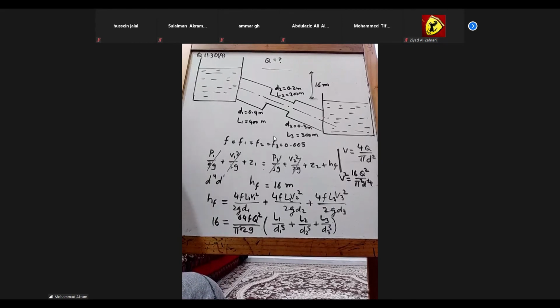I got 0.1108 meter cube per second. Yes, have you taken the square root later? Yes.